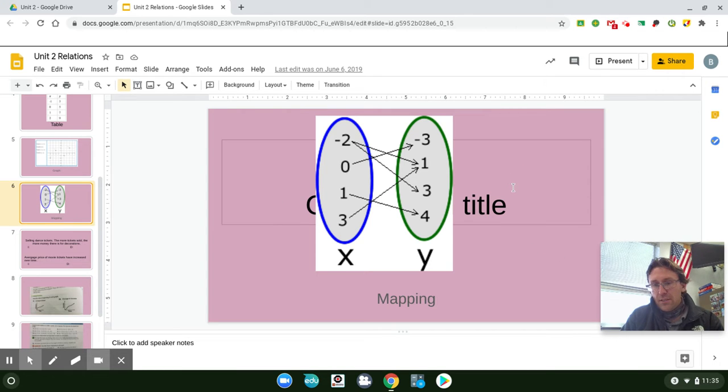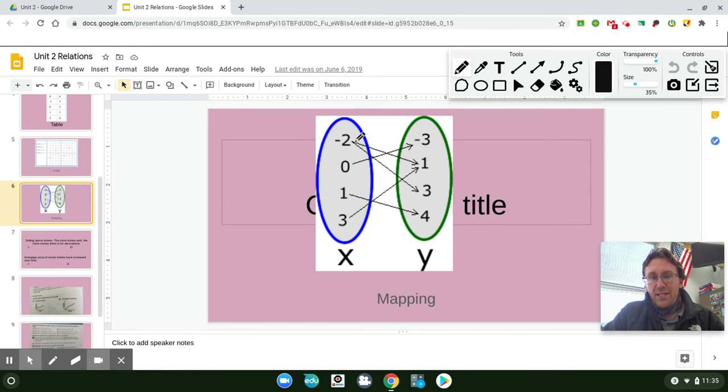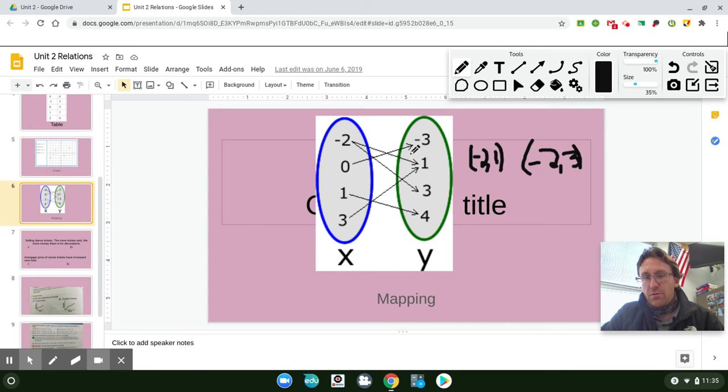This is called mapping. This is maybe not seen so often. So if you look at this, -2 goes to 1. So that's (-2, 1). And (-2, 3), because it goes from -2 to 3 as well. So if you have mapping, you could write out all the points. (0, -3), (1, 4), (3, 1).